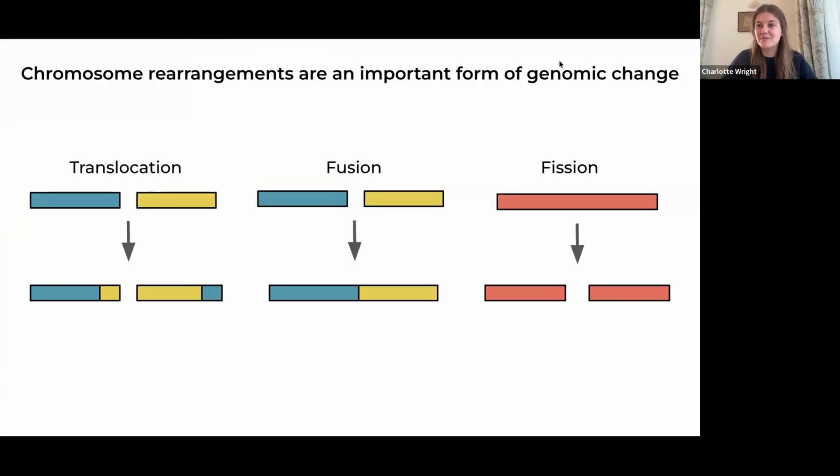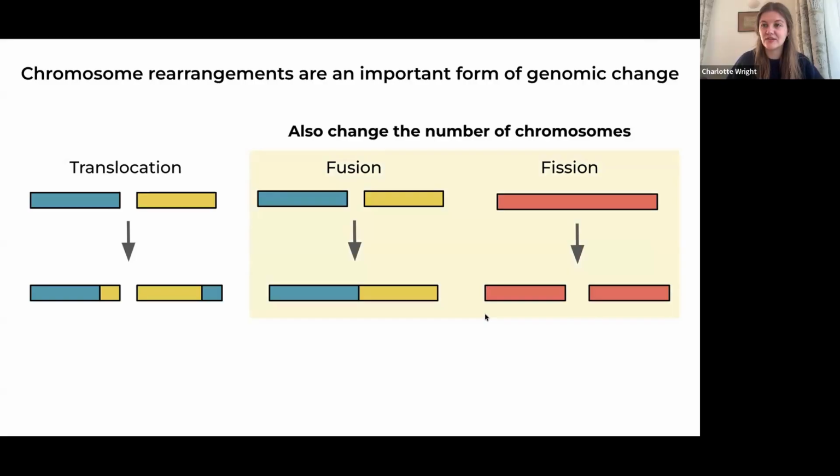Chromosome rearrangements are major forms of genomic change that can come in a variety of flavors. The first is translocations, where two chromosomes swap one part of the chromosome together. They also include fusions, where two chromosomes come together to form a single larger chromosome, and fissions, where one chromosome splits into two. And these latter two types are particularly interesting because they also alter the total number of chromosomes that an organism has, their so-called karyotype.